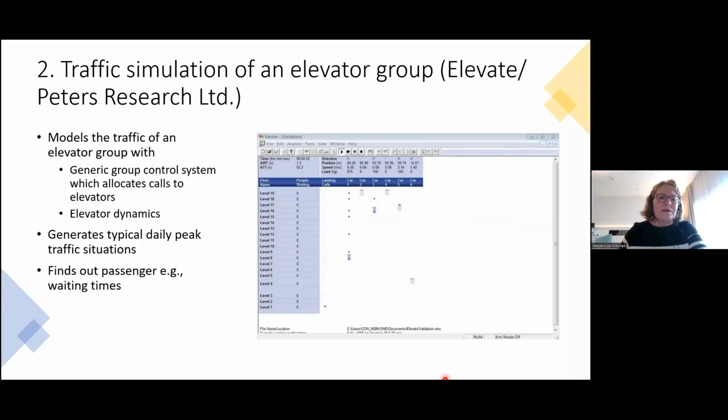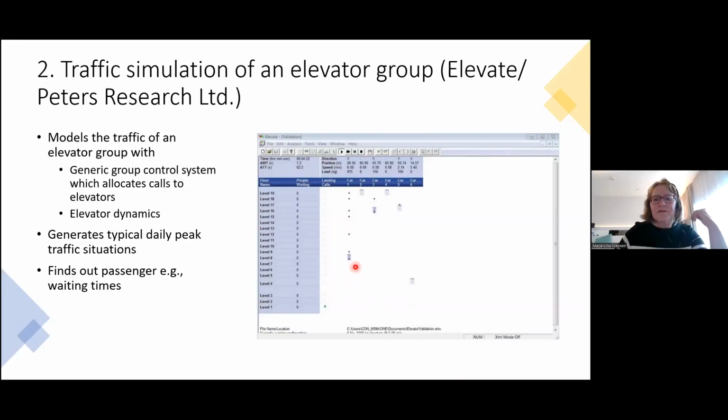So there we model the building floors and populations per floor, and then generate. What this has, what the previous one didn't have, is that it has a generic group control system that allocates the landing calls to elevators.